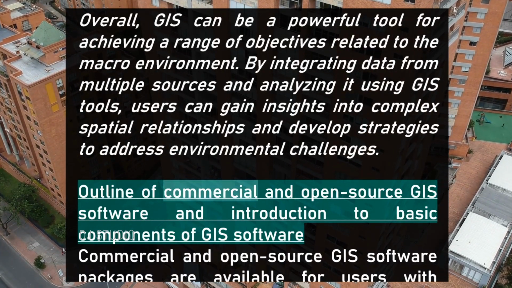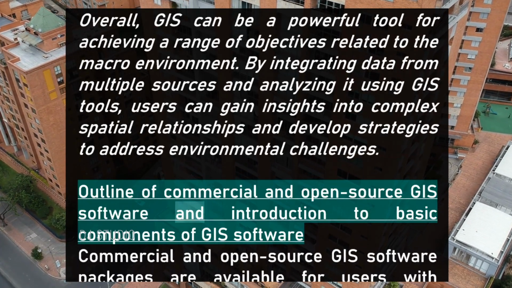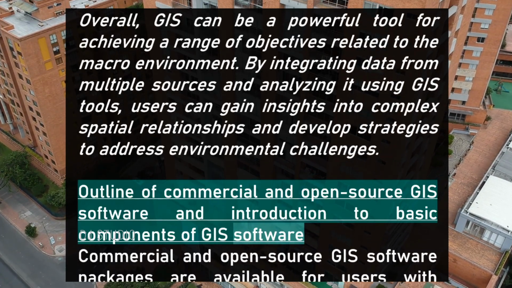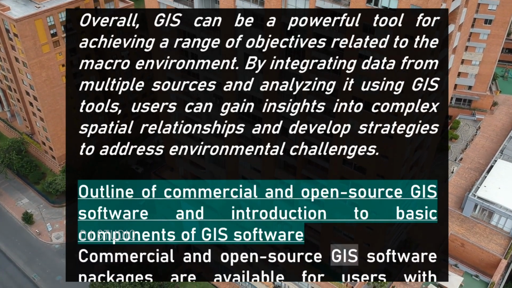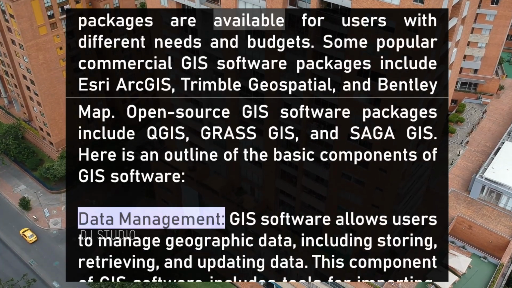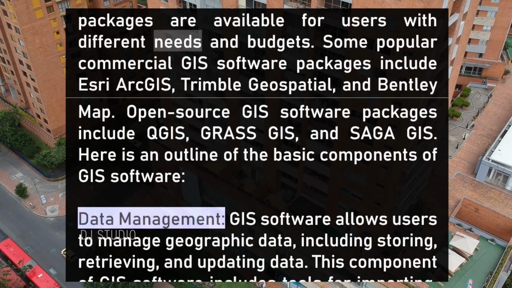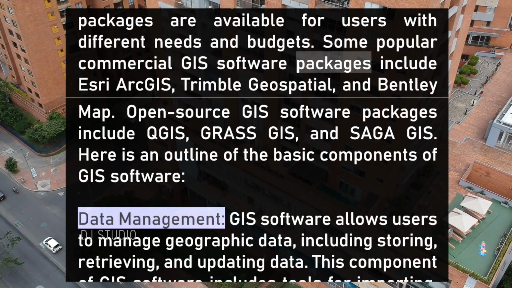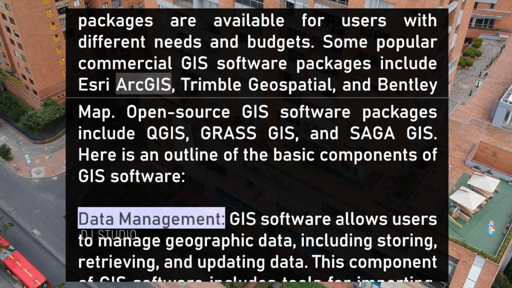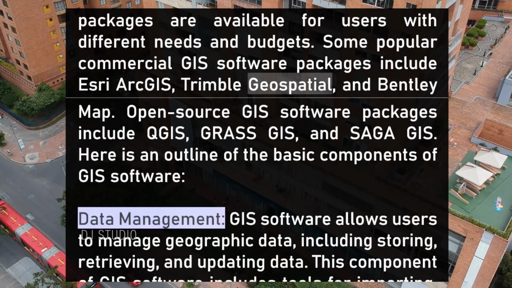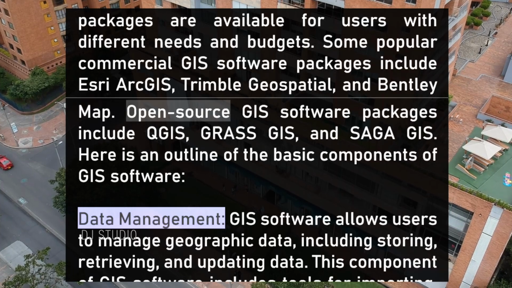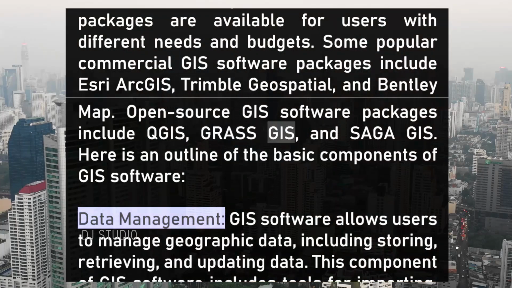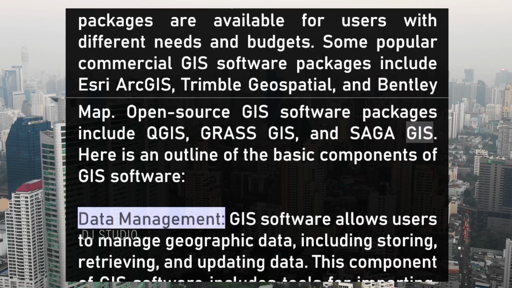Outline of commercial and open-source GIS software and introduction to basic components of GIS software. Commercial and open-source GIS software packages are available for users with different needs and budgets. Some popular commercial GIS software packages include Esri ArcGIS, Trimble Geospatial, and Bentley Map. Open-source GIS software packages include QGIS, GrassGIS, and Saga GIS.